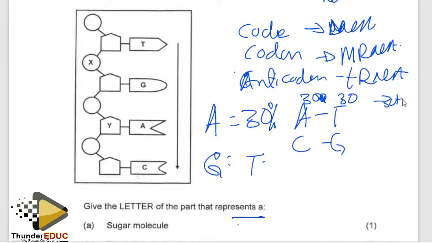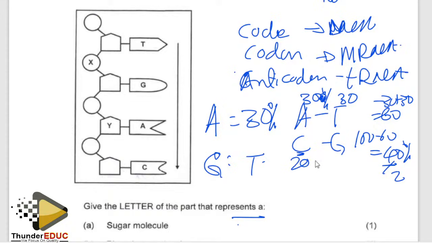So 30 plus 30 gives me 60. Remember, this is a percentage. Percentage means 100. So 100 minus 60 gives me 40%. So this 40% is for these two. Divide by 2, so it's going to be 20 and 20. That's not the answer. They're saying the ratio. So it's going to be G to T, whereby G is 20 and T is 30.